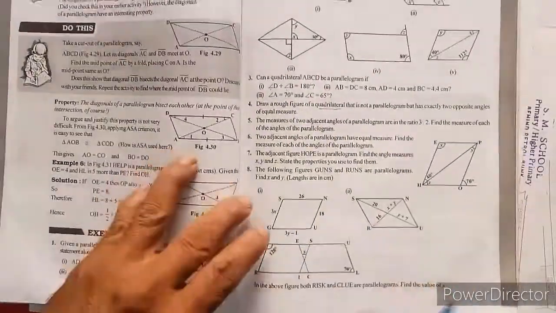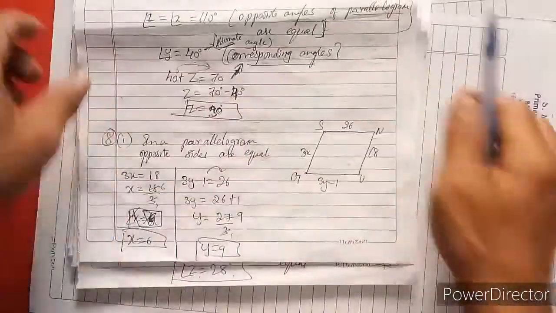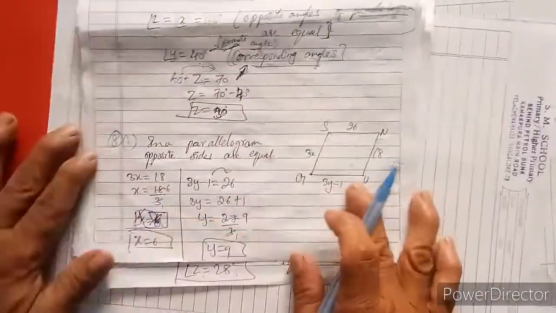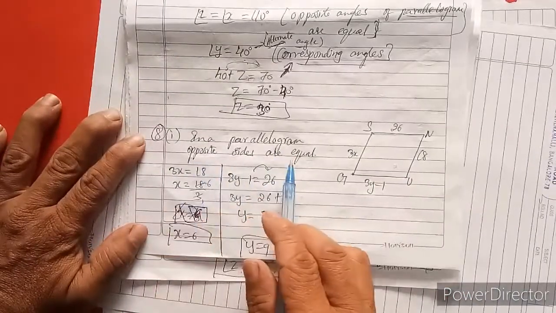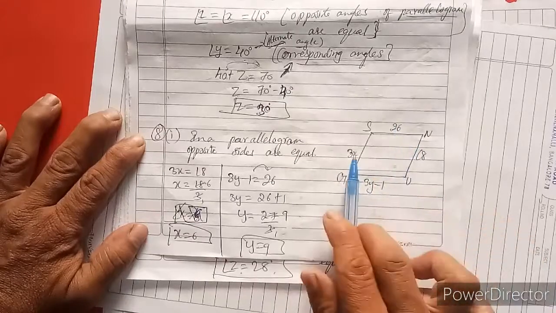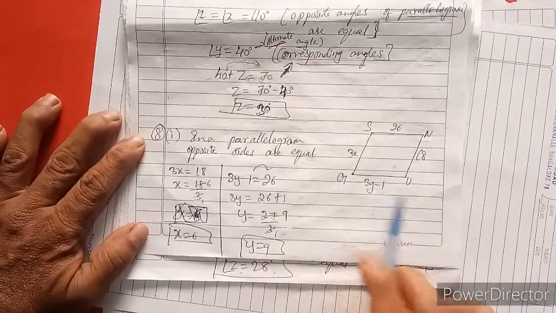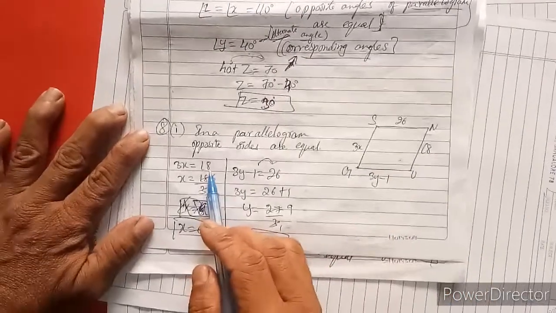In this figure, I have drawn it and I will explain. See here, question number 8. Can you see easily? In a parallelogram, opposite sides are parallel, equal and parallel. This side is equal to this side and this side is equal to this side. First, I will take 3x is equal to 18.